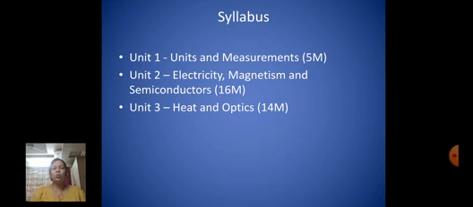Now Unit 1, and the name of the unit is Units and Measurements. Unit 2 is Electricity, Magnetism and Semiconductors. And Unit 3 is Heat and Optics.